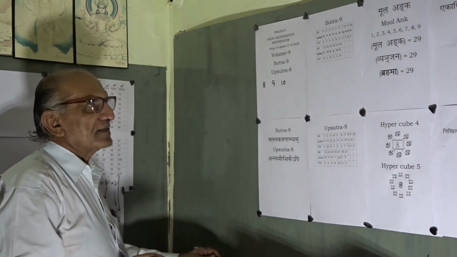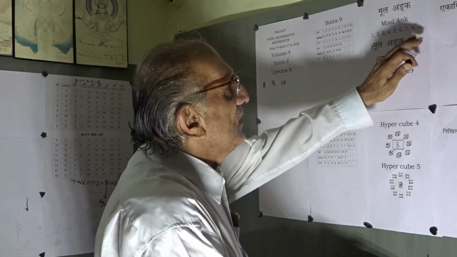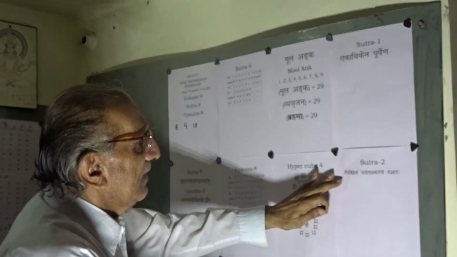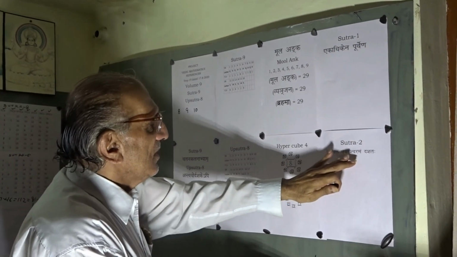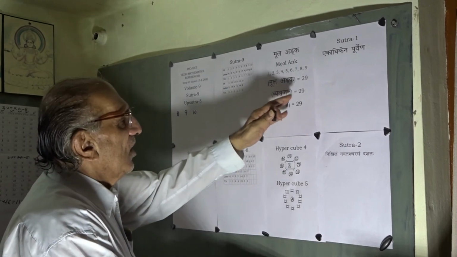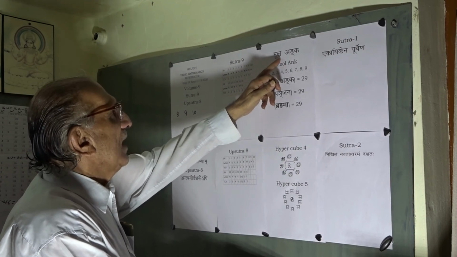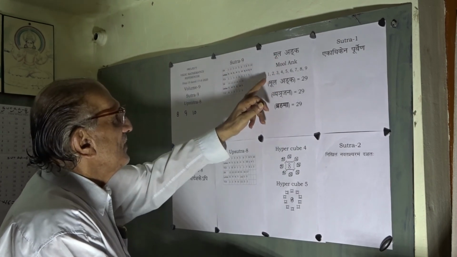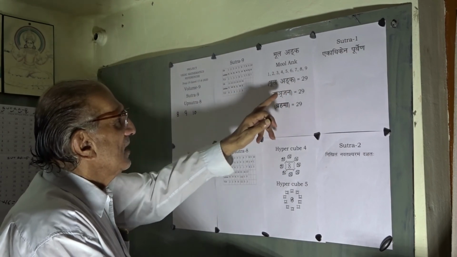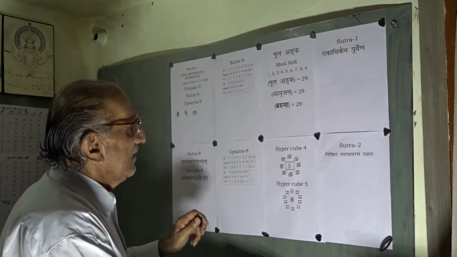In this context, we shall also focus on Sutra 1, Ekadhikena Purvena, and Sutra 2, Nikhilam Navatashcaramam Dashatah. At the center of this whole chase will be the Mool Ank, the basic numbers 1 to 9, and the TCB of Mool Ank is 29, Vyanjan TCB is 29, Brahma TCB is 29.